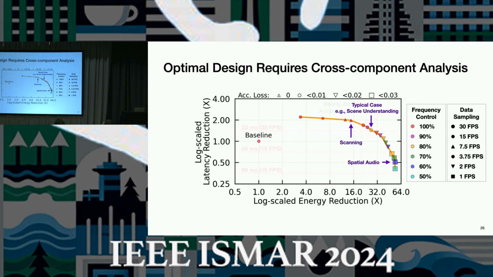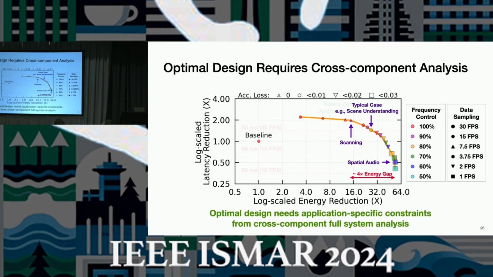And as you can see, the optimal designs are all divergent from each other due to various latency and accuracy constraints. So pursuing energy efficiency without a clear understanding of constraints can lead to suboptimal choices, and thus leaving a 4x energy gap, as in this example. Precisely identifying the constraints requires cross-component analysis in a full system, which is often overlooked but needs more attention in the future.